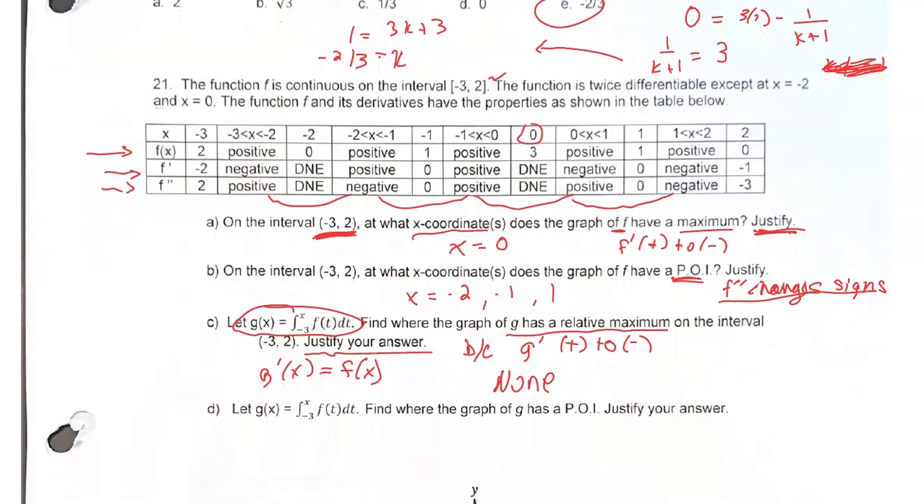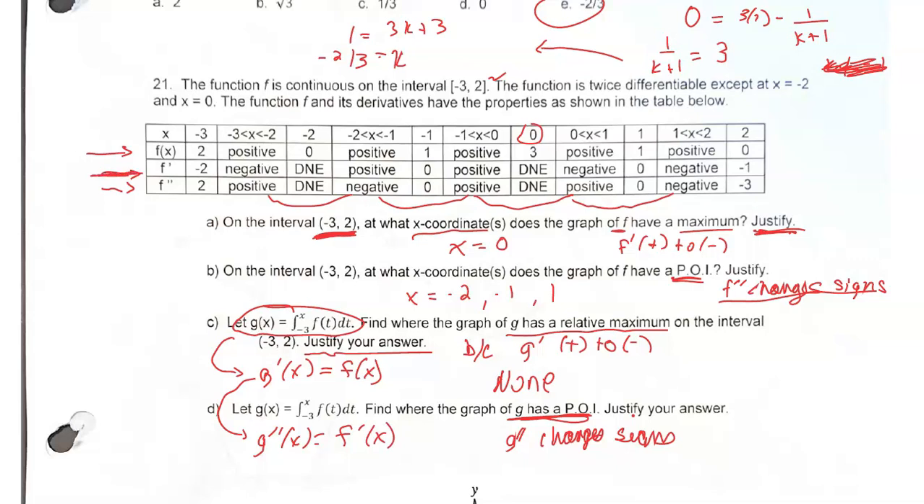And then D, last but not least, where does G have a point of inflection? So that's going to be where G double prime changes signs. So if we come up here, here was the derivative of G. That gives us G prime. We now need G double prime. So if I now took the derivative of this, G double prime of x would be equal to F prime of x. So we're looking back at the F prime row here.